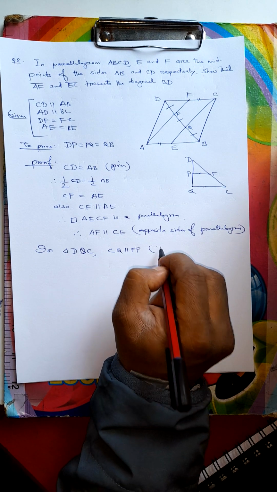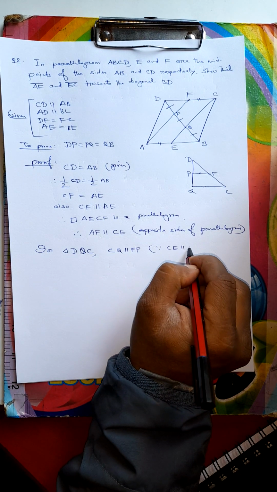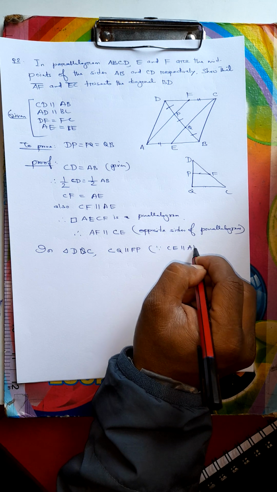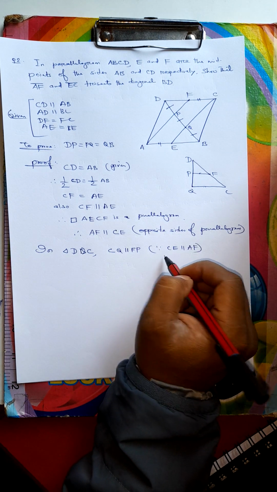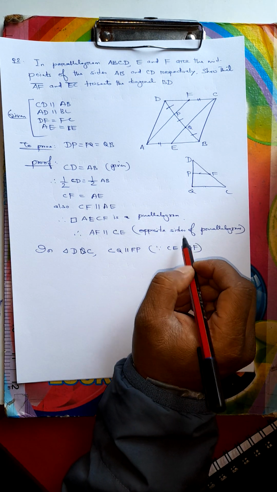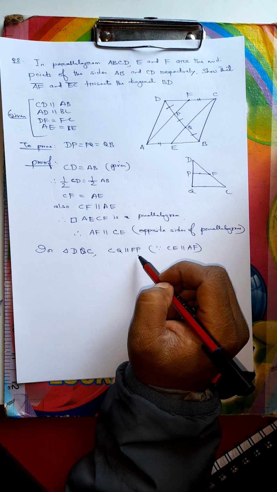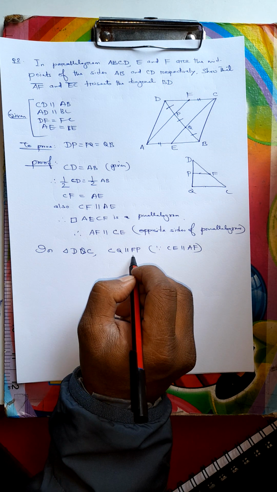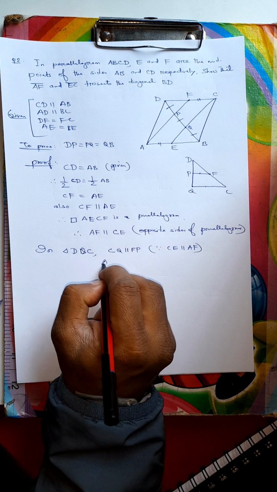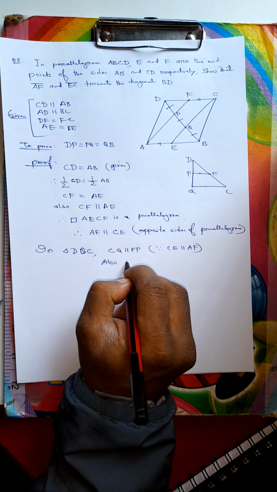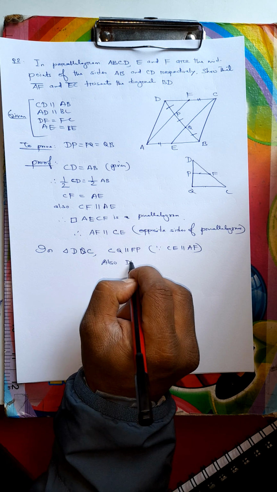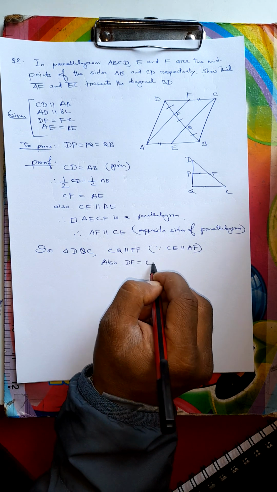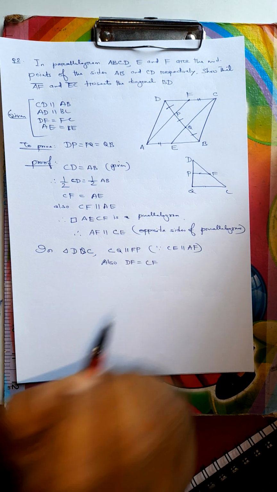Why? Since CE is parallel to AF. CQ is a part of CE and FP is a part of AF. Therefore, CQ is parallel to FP. Also, DF is equal to CF, since F is the midpoint.